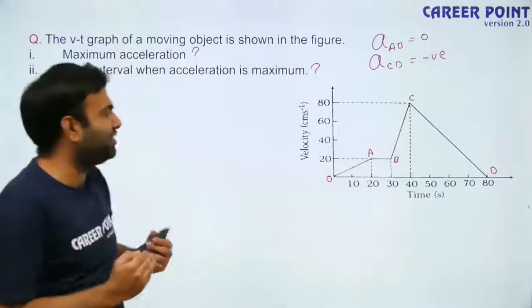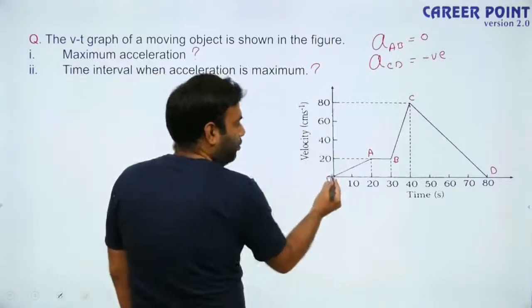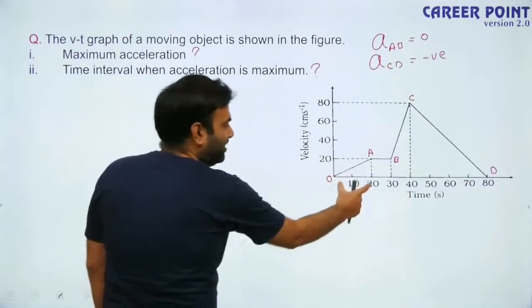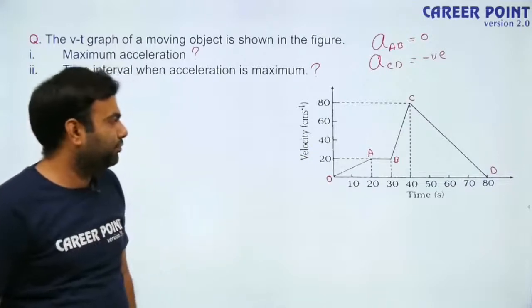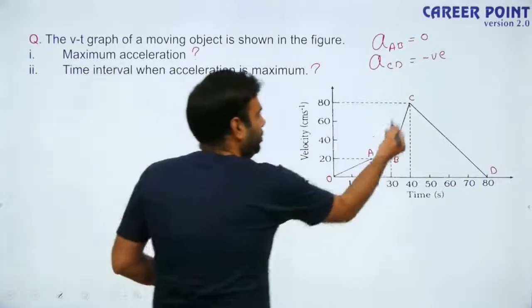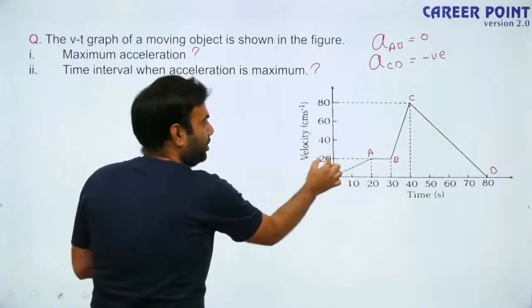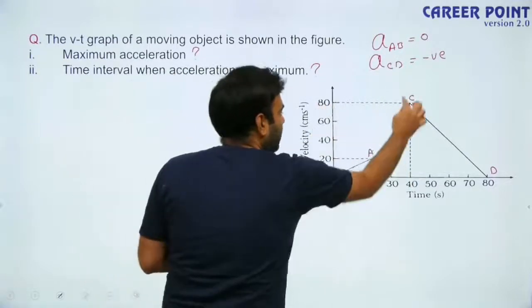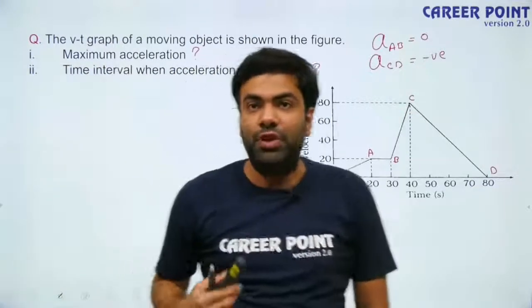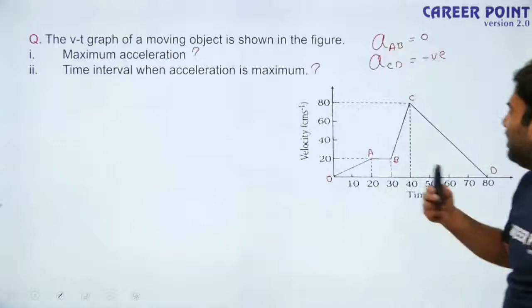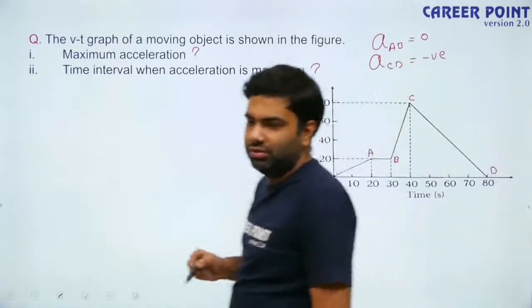Now how to find acceleration? From O to A, in 20 seconds, the velocity has increased by 20 meter per second. But from B to C, in 10 seconds, the velocity has increased from 20 meter per second to 80 meter per second. That means 60 meter per second. So in which duration is the acceleration maximum? Definitely between B and C. Good, Himal, very good. Definitely between B and C.